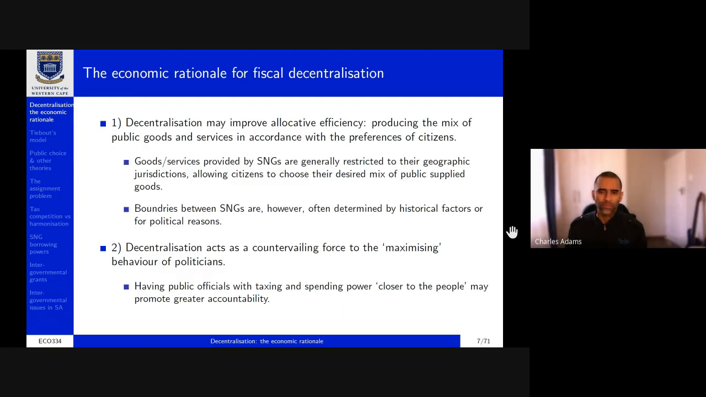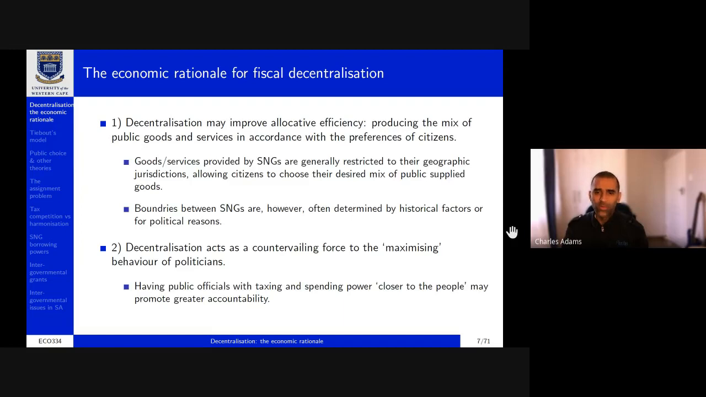And by breaking up jurisdictions that have different mixes of these two things, of provisions of public goods and services, citizens can sort of sort themselves into these different jurisdictions in accordance with their preferences, right? So that in that instance, by that reasoning, you can promote allocative efficiency in the provision of public goods and services, right? Allocative efficiency, again, meaning that things are distributed in accordance with the desires or the preferences of citizens.